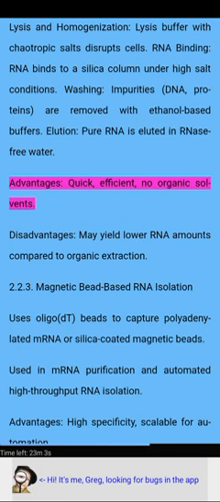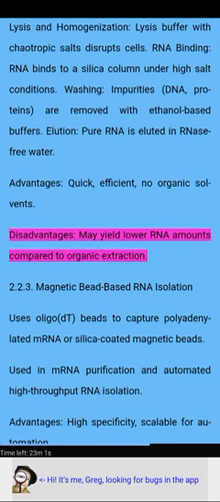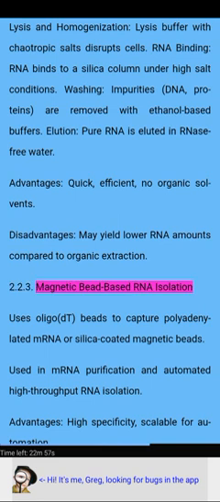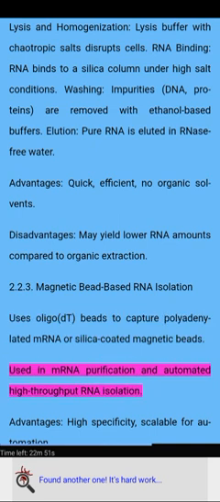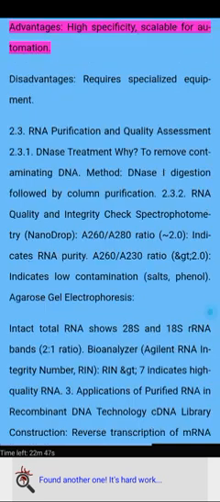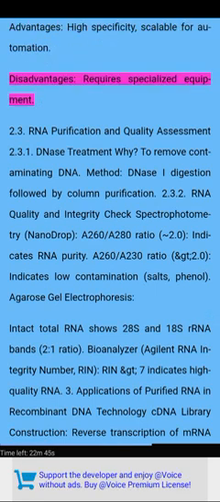Advantages: quick, efficient, no organic solvents. Disadvantages: may yield lower RNA amounts compared to organic extraction. 2.2.3. Magnetic bead-based RNA isolation. Uses oligo-dT beads to capture polyadenylated mRNA, or silica-coated magnetic beads. Used in mRNA purification and automated high-throughput RNA isolation. Advantages: high specificity, scalable for automation. Disadvantages: requires specialized equipment.